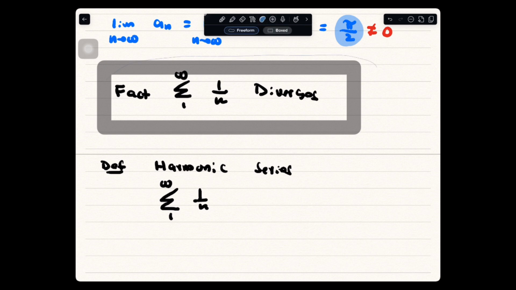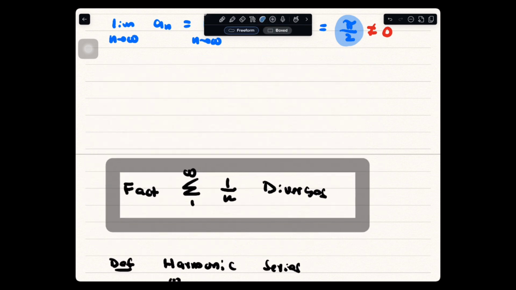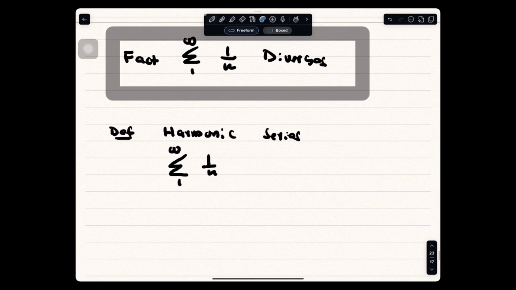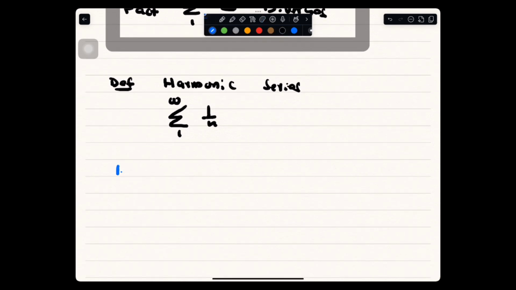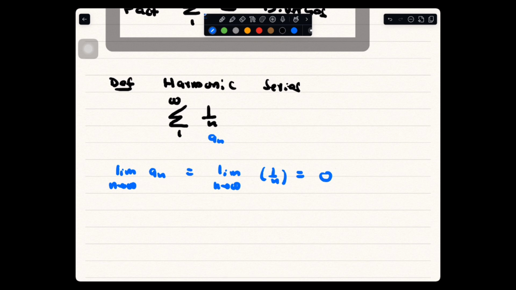Okay, now you might say it diverges. Yes. But let me show you something. You might say, but the limit, if I call this an, of an equals the limit of 1 over n, what's the story here? What do we know? This limit equals 0. Is that true?